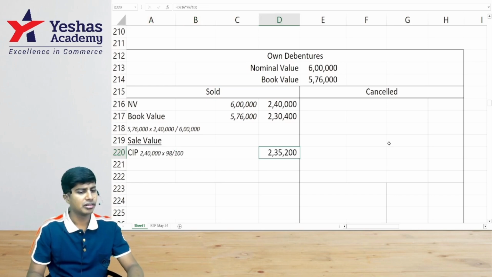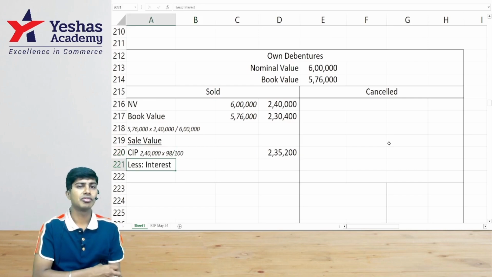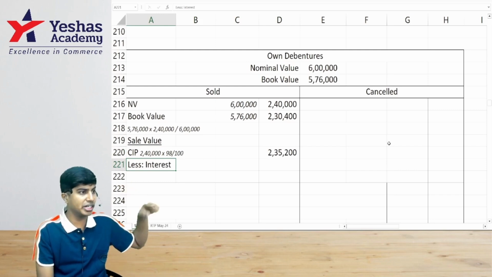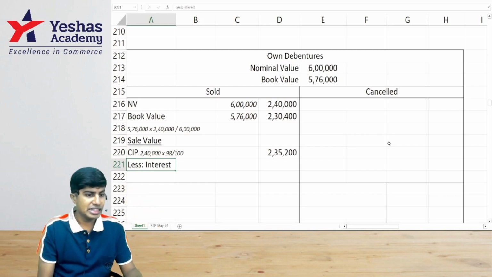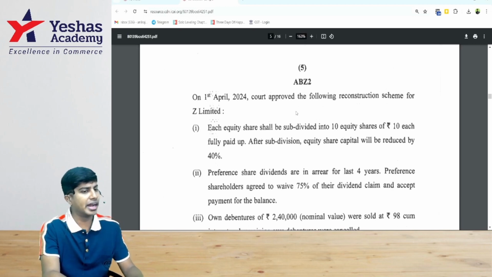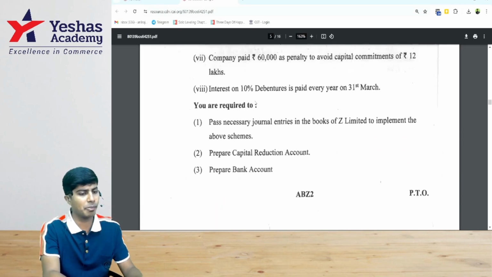How much will you get? 2 lakh 35,200. We need to deduct interest. From what date to what date do we deduct interest? Last date of interest to the date of transaction. Am I right? This entire scheme of internal reconstruction is happening on 1st of April. And last date of interest comes to the end of the problem.